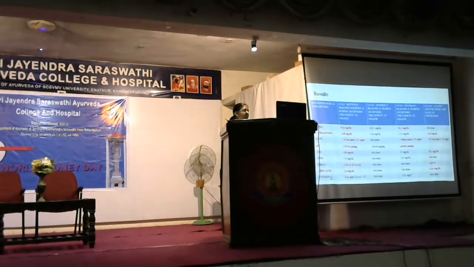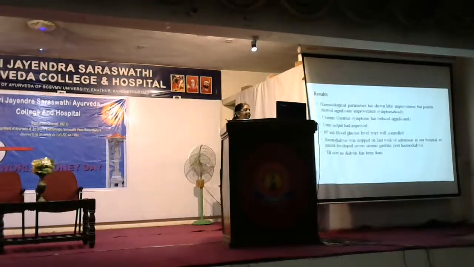Cystatin C, as madam told, is also a very accurate marker to see the mortality rate, which was not checked at Chettinad Hospital. It was checked only here in our hospital, but it was under normal limits. So hematological parameters have shown gradual improvement, and symptomatically the uremic gastritis symptoms have reduced significantly.